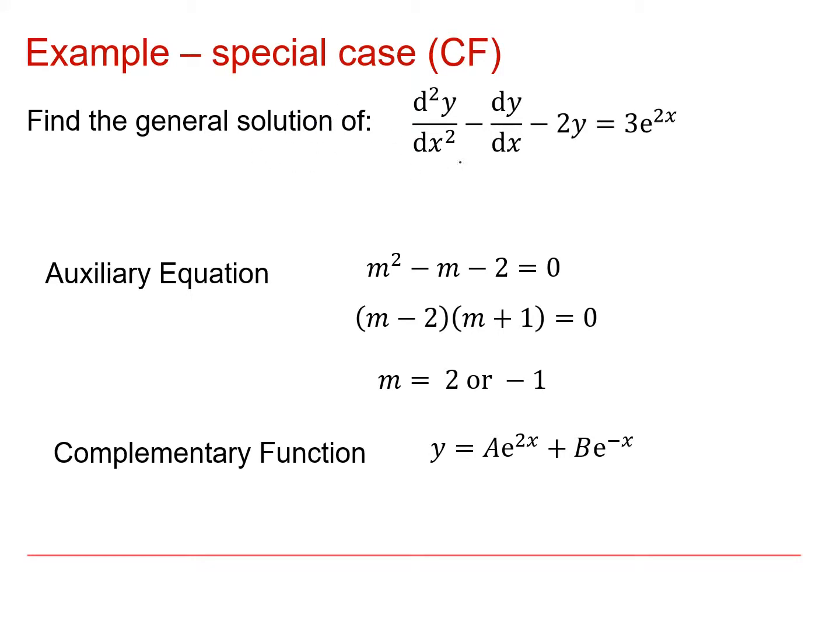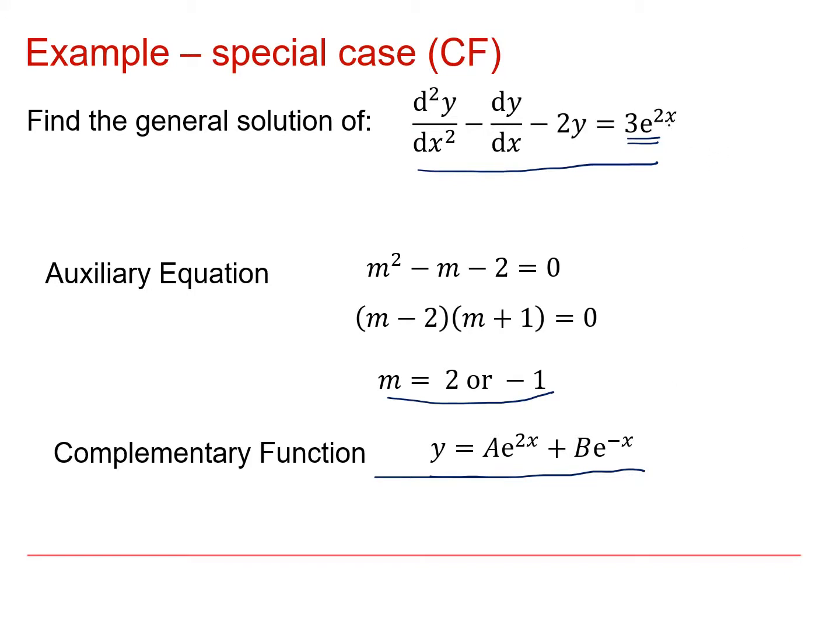We've got here that we want to find the general solution of this equation. And here's my right-hand side, the 3e to the 2x. Just to remind us, we've solved this equation a number of times in previous videos. The auxiliary equation is m squared minus m minus 2 equals 0, and that goes through to give me m equals 2 or minus 1. And that gives me a complementary function of this form.